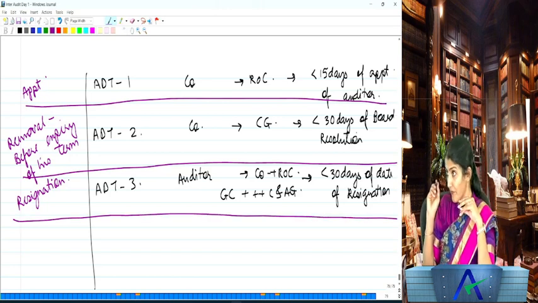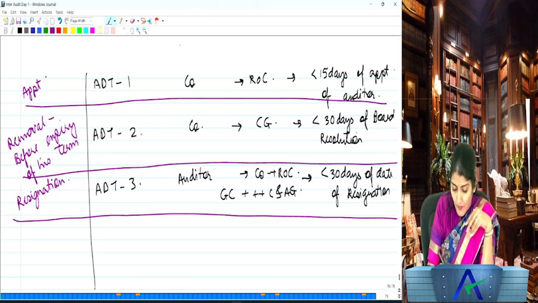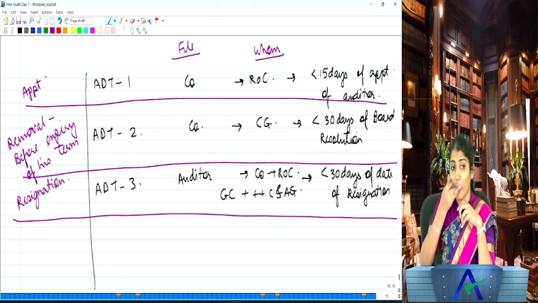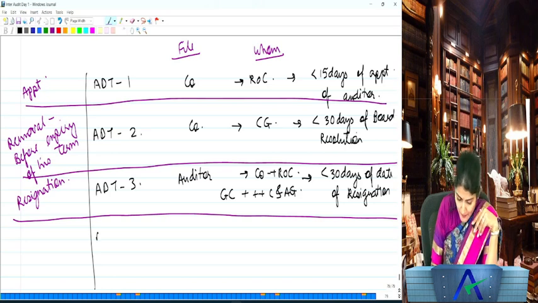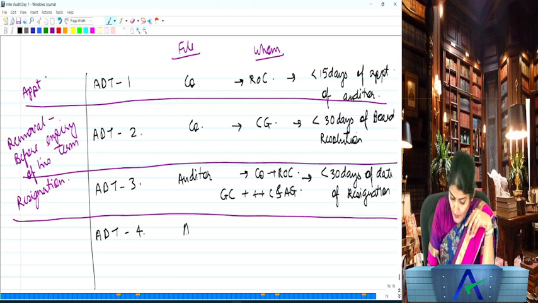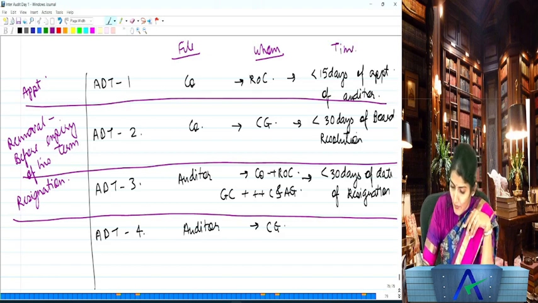ADT3, right? Who needs to file? The auditor. With whom? The company and the ROC. And in case of a government company, also with the C and AG. And later on, we'll be studying one more form, ADT4, which the auditor needs to file with the central government. Yes, what is the time limit?